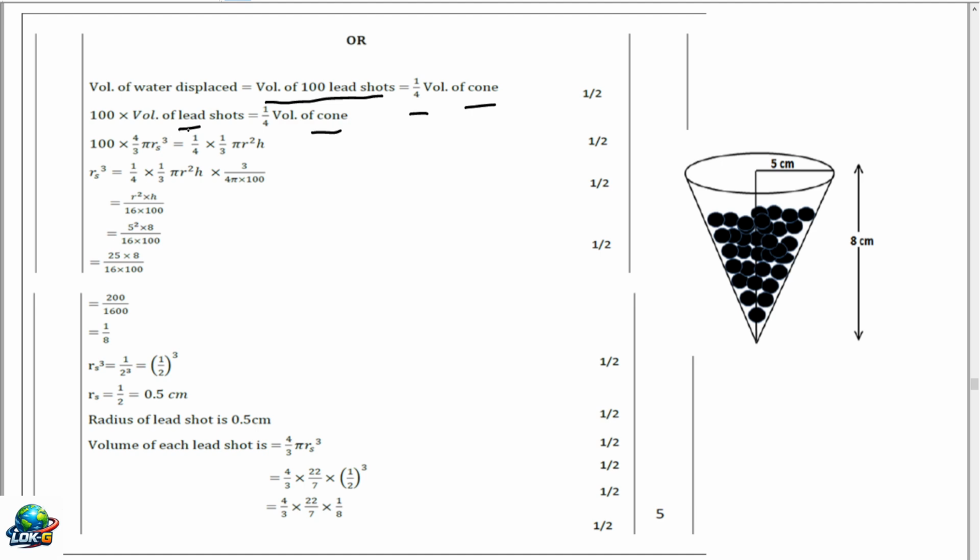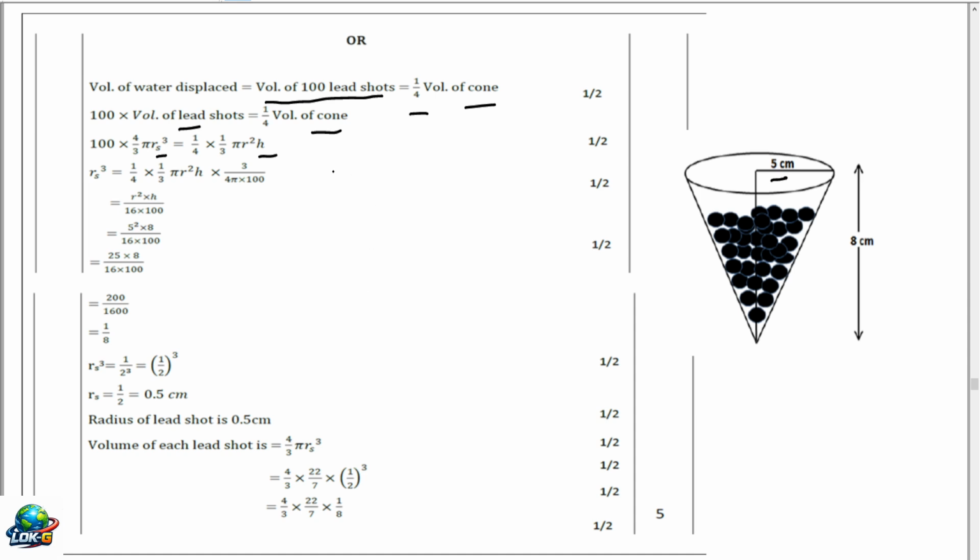100 into what is the volume of the lead shot? 4 by 3 pi r cube is equal to 1 by 4 into 1 by 3 pi R square h. Small r is the radius of the sphere, never get confused. Now, pi R square h, this h is 8. Now let us substitute the values. We are interested in r cube.